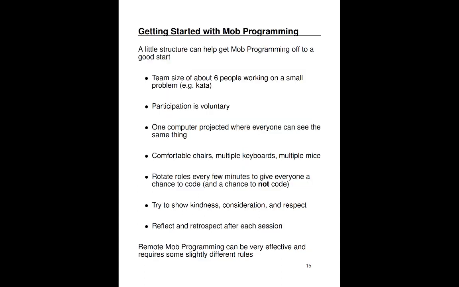So just like with pair programming, a little bit of structure can really help mob programming get off to a good start. Forming a mob, the team size should be about 6 people and working on a relatively small problem. A code kata is a great place to start.